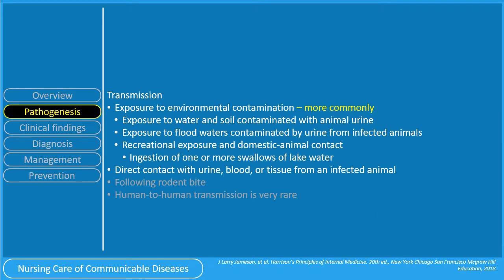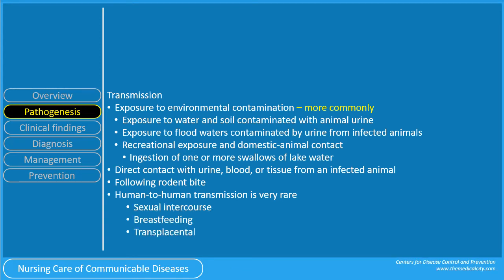In addition to exposure to environmental contamination, direct contact with urine, blood, or tissue from an infected animal is also a form of transmission. Transmission could also occur following a rodent bite, and although very rare, human to human transmission can occur. Such transmission occurs via sexual intercourse, breastfeeding, or transplacental route.